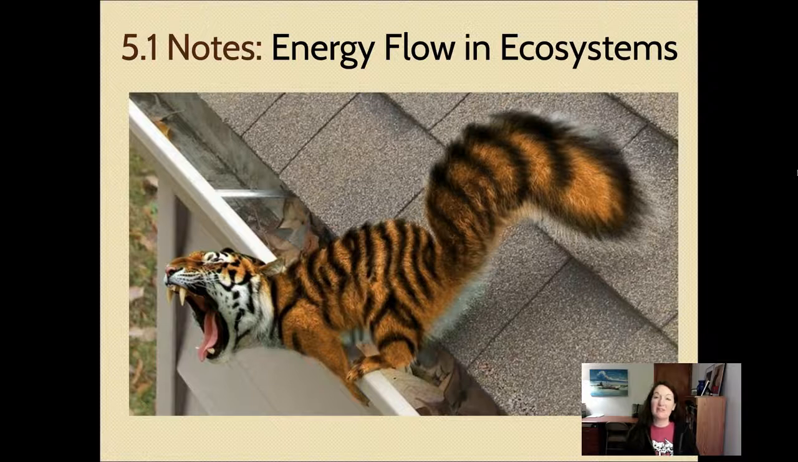Hey everyone, this is Miss Valentine, and you are watching the 5.1 notes presentation on energy flow in ecosystems. What that means is basically how do living things, both plants and animals, obtain the energy that they need to do all of their cellular functions? And how does that energy move from one organism through another? That's what this section is all about.